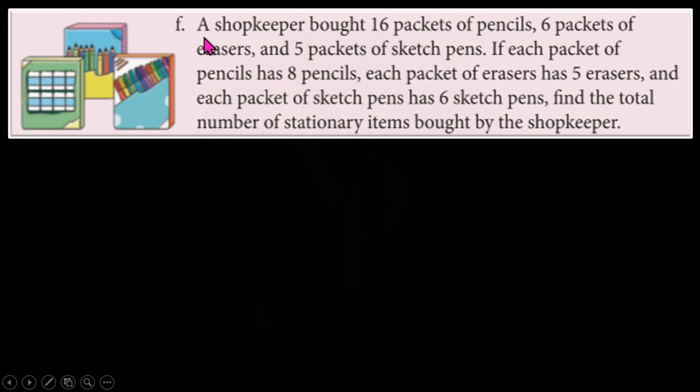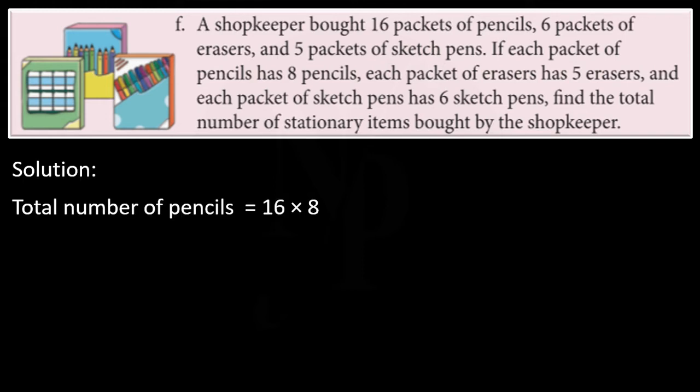F. A shopkeeper bought 16 packets of pencils, 6 packets of erasers, and 5 packets of sketch pens. If each packet of pencils has 8 pencils, each packet of erasers has 8 erasers, and each packet of sketch pens has 6 sketch pens, find the total number of stationery items bought by the shopkeeper. So we need to find the total number of stationery items bought by the shopkeeper. Let us find it now.